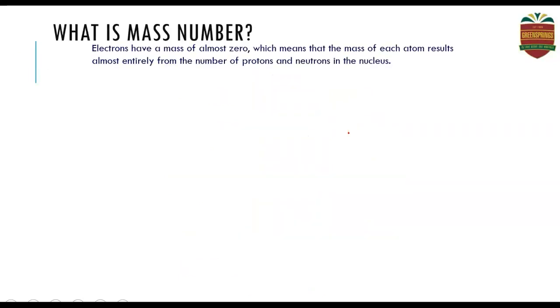So what is mass number? Electrons have a mass of almost 0, which means that the mass of each atom results almost entirely from the number of protons and neutrons in the nucleus. There are 3 subatomic particles, proton, neutron, electron, but the electron has almost no mass. It means that it does not contribute to the mass number. Remember, mass is the number of particles that a substance contains, or the amount of matter in a substance. So if the electron has a mass of almost 0, it therefore does not contribute to the mass of the atom.